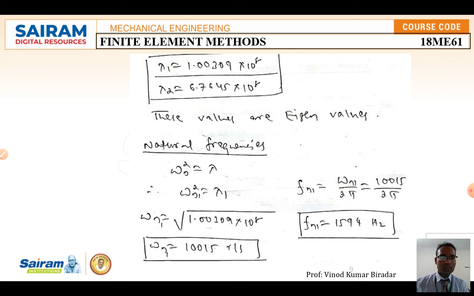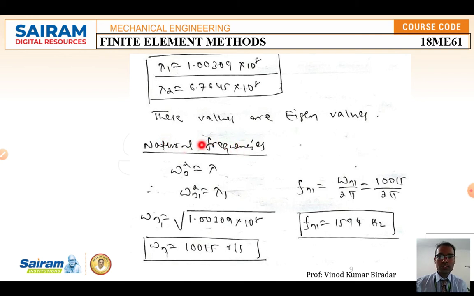Very simple. So k minus lambda m. You have to calculate the global stiffness matrix and elemental mass matrices, substitute, and solve, and you are going to get these eigen values, that is lambda 1 and lambda 2. Now our aim is to calculate the eigen vector. So how to calculate the eigen vector now?